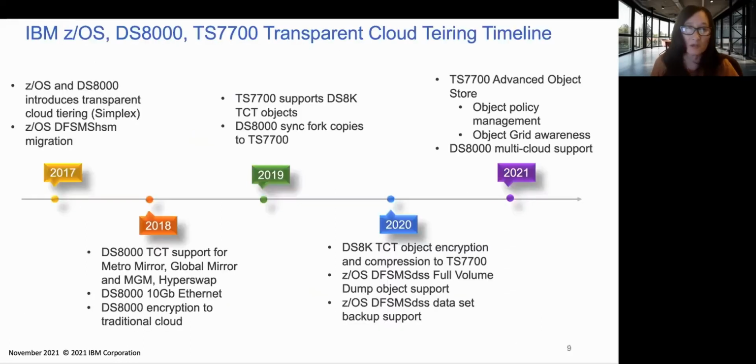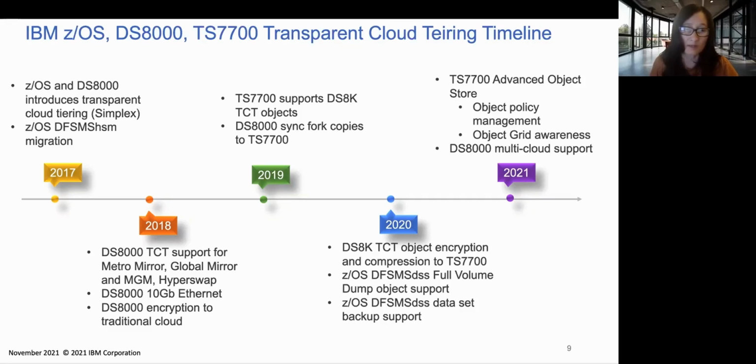So just kind of the evolution or the timeline of this feature. z/OS and DS8000 first introduced this feature in 2017, on DS8000 in their simplex environment, and the first host application to support this was HSM migration. In 2018, DS8000 made some major changes where now it supported basically all of their environments, including Metro Mirror, Global Mirror, and Metro Global Mirror, including HyperSwap.